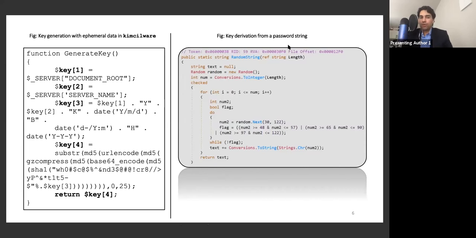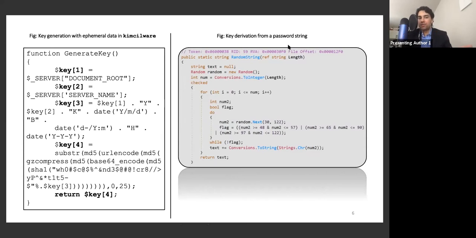So we've also seen examples of key generation using ephemeral data. That one was being dynamically generated using the crypto API. Here we're still dynamically generating the key. On the left-hand side, we see a ransomware called Kimcilware. And this was written in PHP. The source code is easy to read because of that.